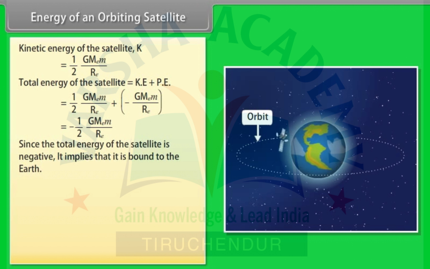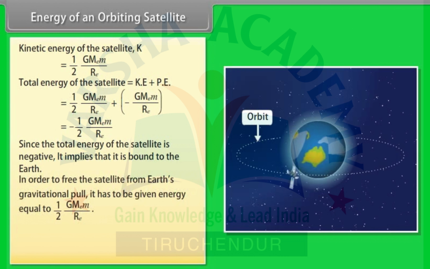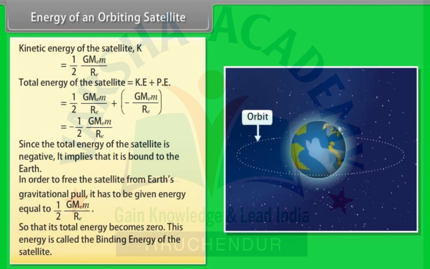Since the total energy of the satellite is negative, it implies that it is bound to the Earth. In order to free the satellite from Earth's gravitational pull, it has to be given energy equal to 1/2 GMem/Re, so that its total energy becomes 0. This energy is called the binding energy of the satellite.